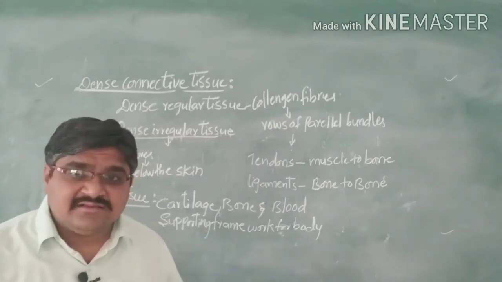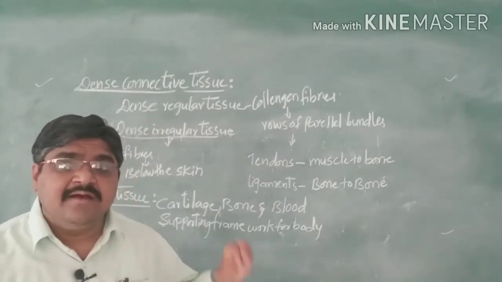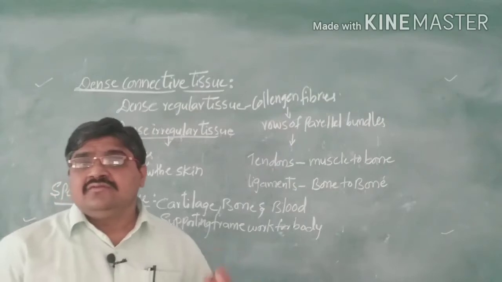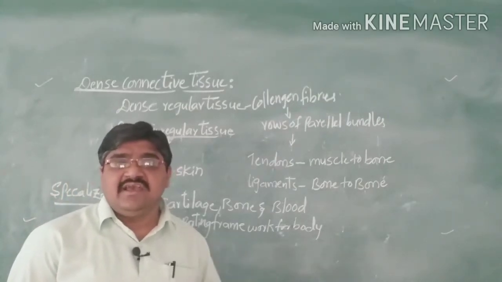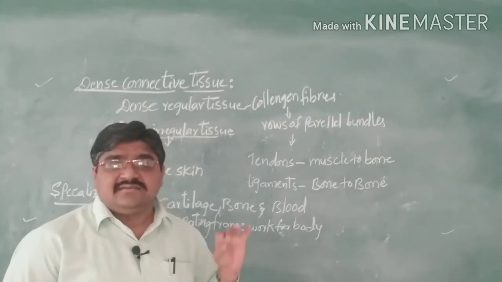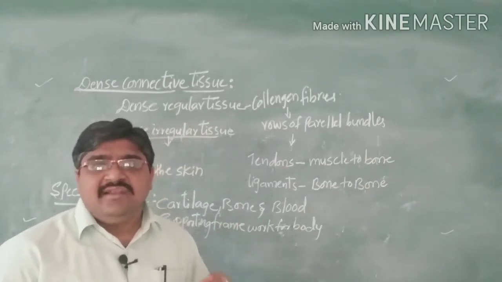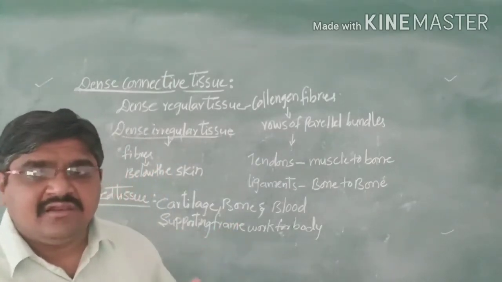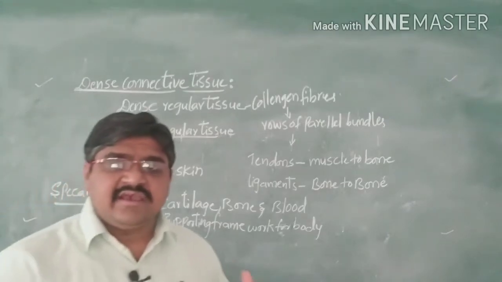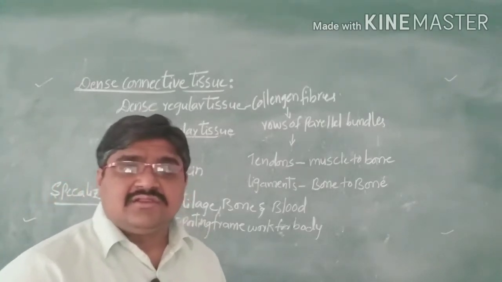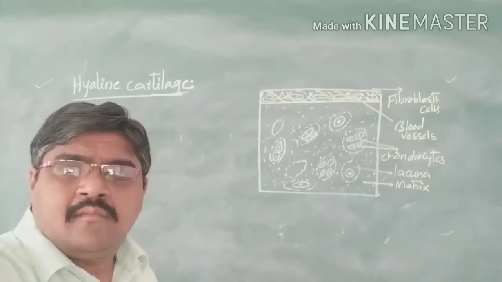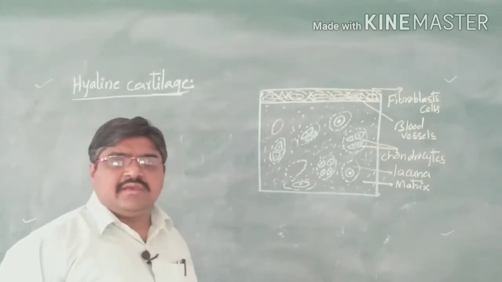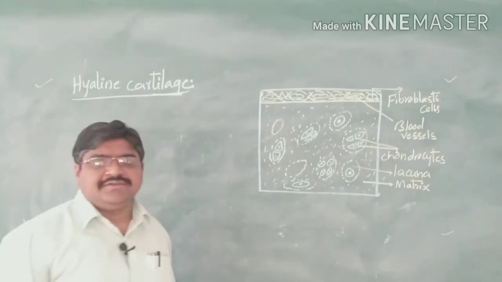So these are called specialized tissues, which have a specific function for the body, such as cartilage, bone, as well as blood. Now we will discuss them one by one: first cartilage, second bone, and the third one is blood. Now coming to the first one, cartilage.